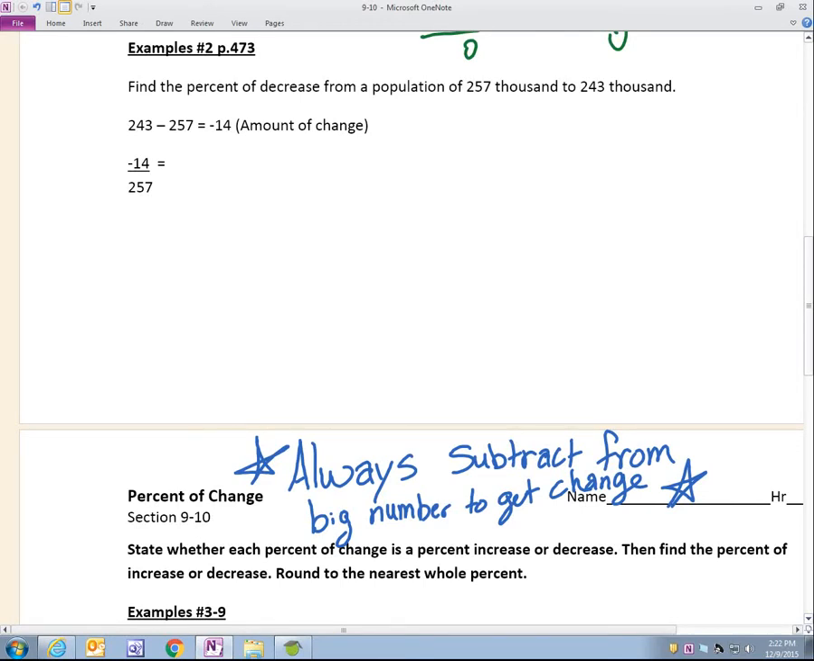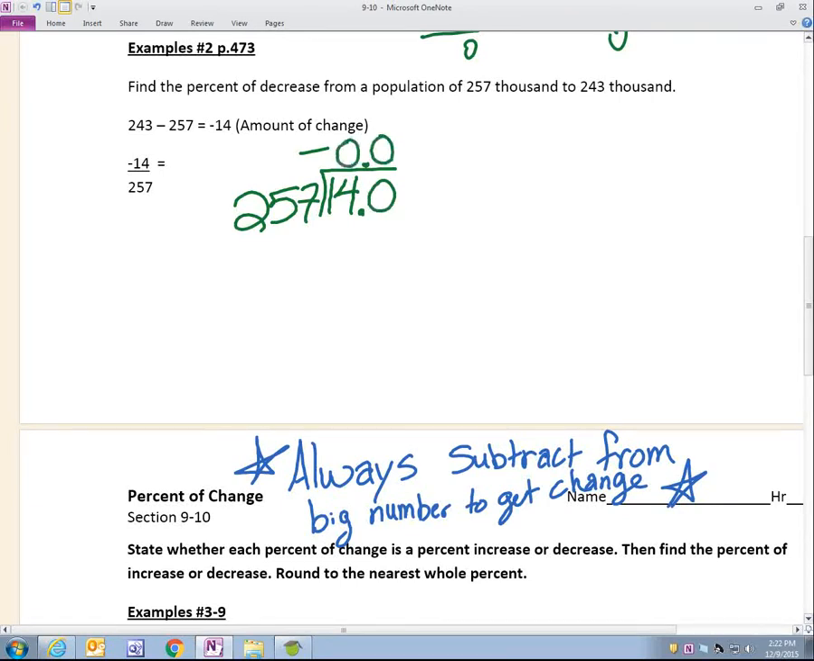Next one. So we found the difference there. They did this for you twice now. On the homework, you have to do it. So we have negative 14 because it's a decrease. So it's a negative. Now we have to divide, first in, second out. It's going to be negative.